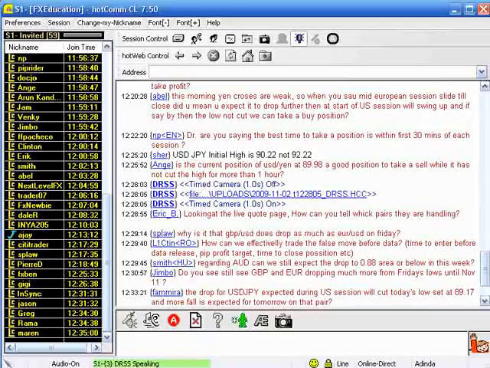Or are you saying that the best time to take a position is within 30 minutes of each session? No, you wait for 30 minutes from the start of the session, 00:30, wait up to 1 GMT. And if they cut the high or low, then wait for 2 hours. Then around 3:30 GMT, when they settle near the low or near the high, the new low or the new high, then try to take a position.